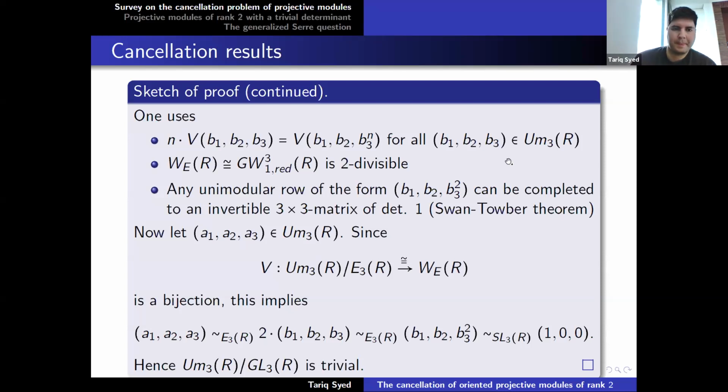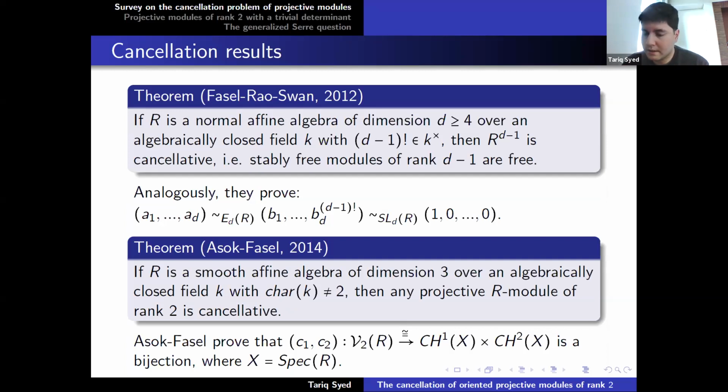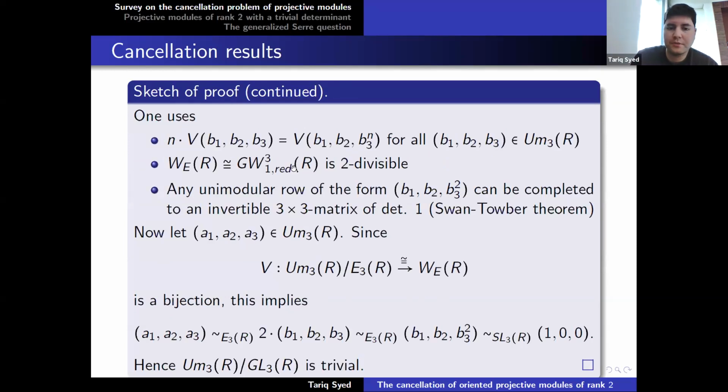Okay. I have a question. Yeah. For your second point, GW13, what's the red there? Red, reduced. Yeah, because we take the, well, I will explain that later maybe. I will introduce this group, and then I can tell you what reduced means in this context.